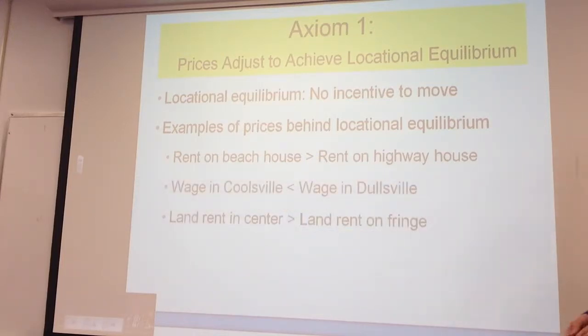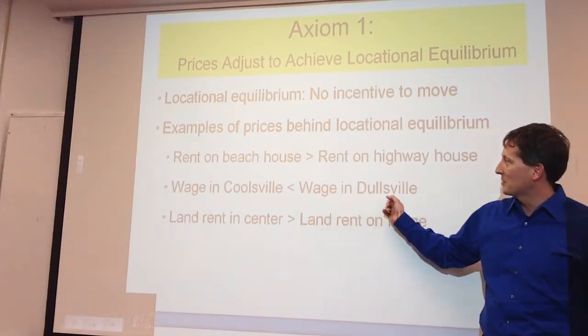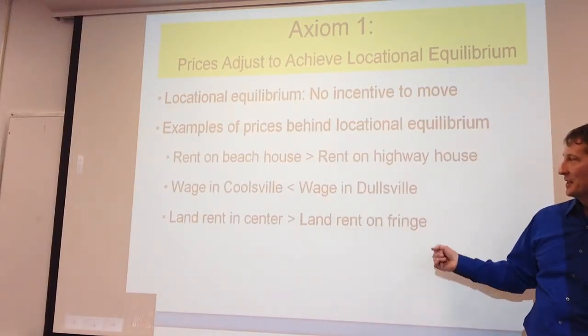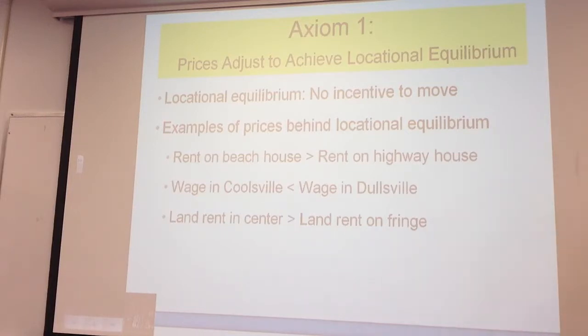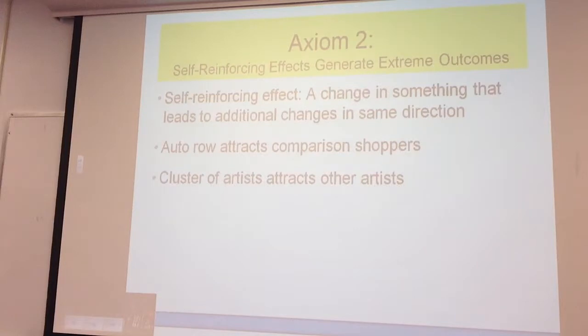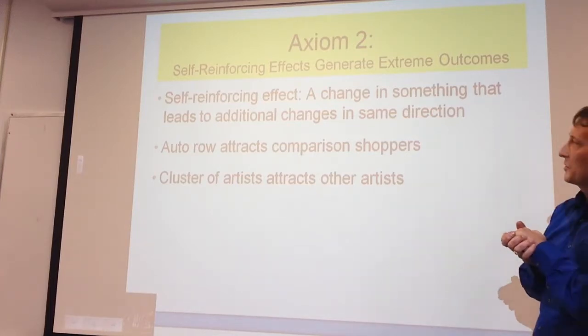Okay, so wage in Coolsville, that would be LA, I guess, wage in Dullsville, rent in the center versus the fringe, all examples of prices adjusting to location. Axiom 2: self-reinforcing effects generate extreme outcomes. A self-reinforcing effect is a change in something that leads to additional changes in the same direction.